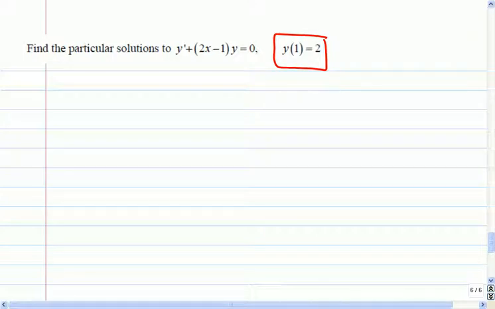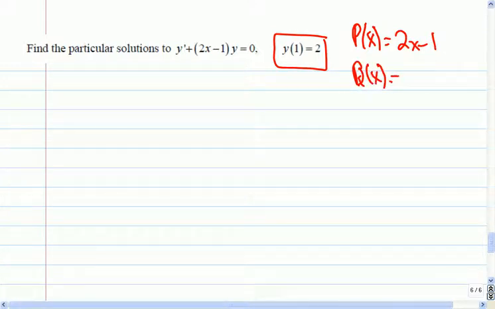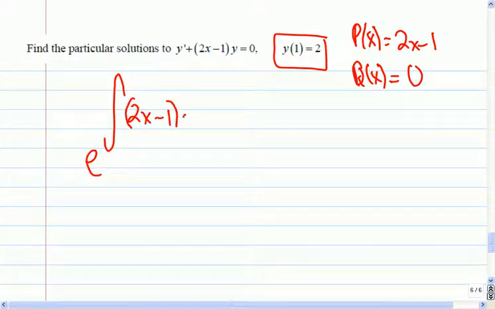But what's going to happen here is when I take my p of x, this time 2x minus 1, and q of x, which is 0, then I need an integrating factor. So it's going to be e to the 2x minus 1, which gives me e to the x squared minus x. So, so far, it's pretty straightforward, but I'll show you where the careless mistake comes in.